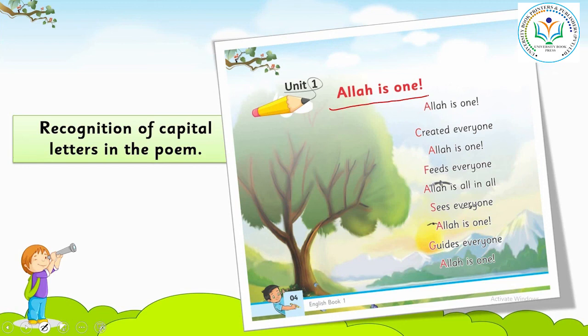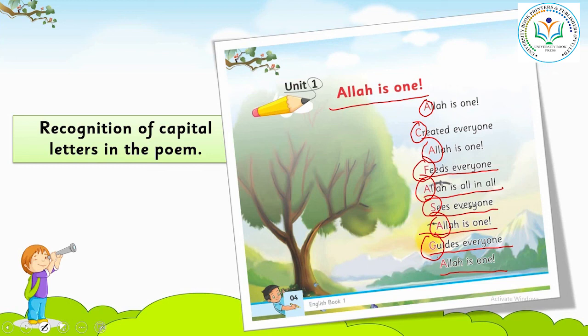Allah is one. Feeds everyone. Allah is all in all. Sees everyone. Allah is one. Guides everyone. And Allah is one. So here A is capital in Allah, C is capital in created, A is again capital, F is capital, A capital, S capital in sees, A capital in Allah, G is capital in guides and again A is capital. So these are capital letters.